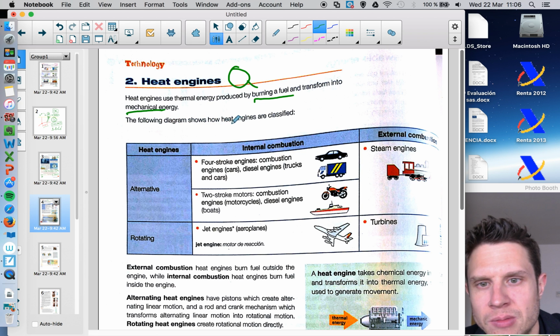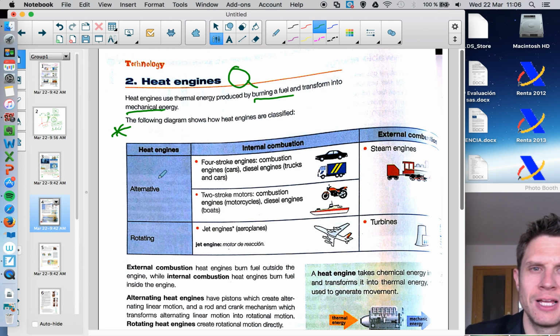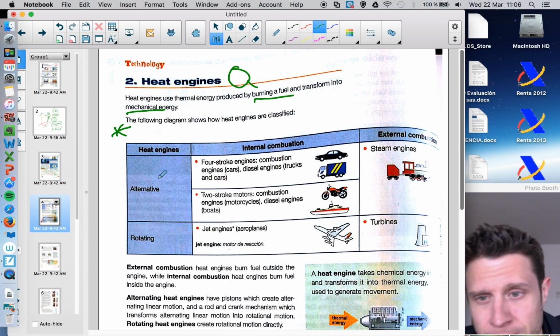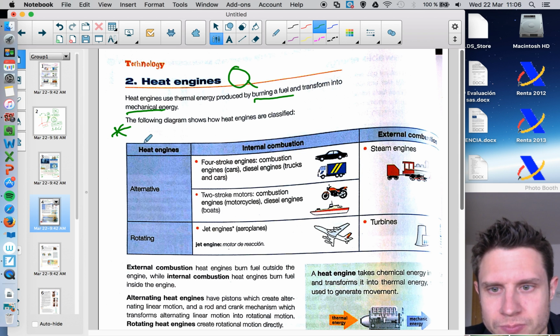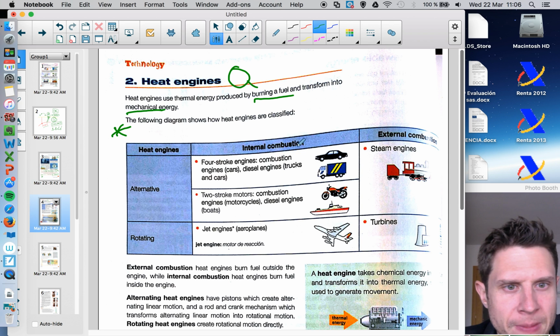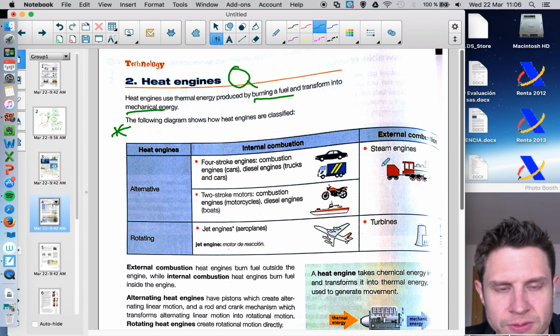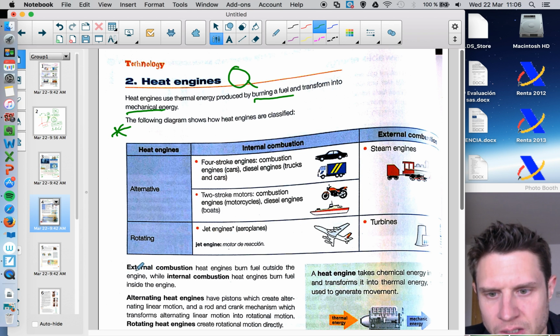The following diagrams show how heat engines are classified. This is a really important chart we have to learn for the exam. Now we have three columns. Heat engines: there are alternative and rotating, internal combustion and external combustion. We have two different combustions in alternative, two different combustions in rotating.